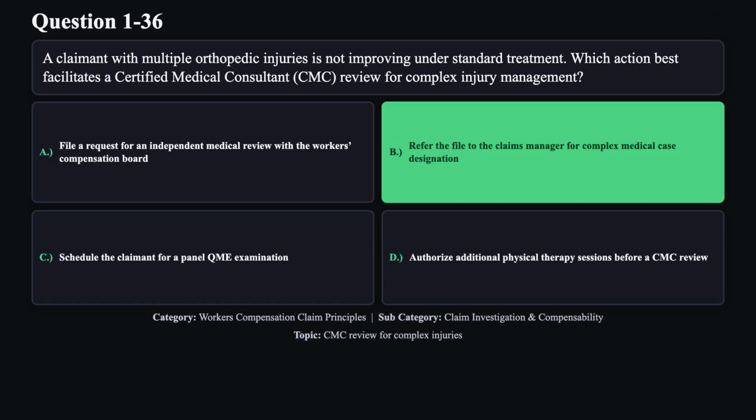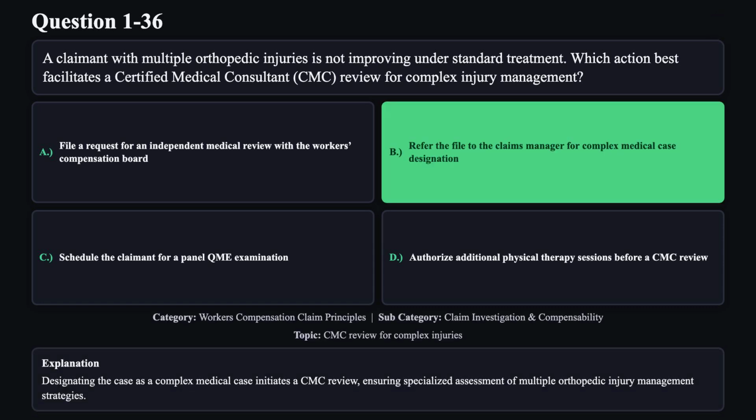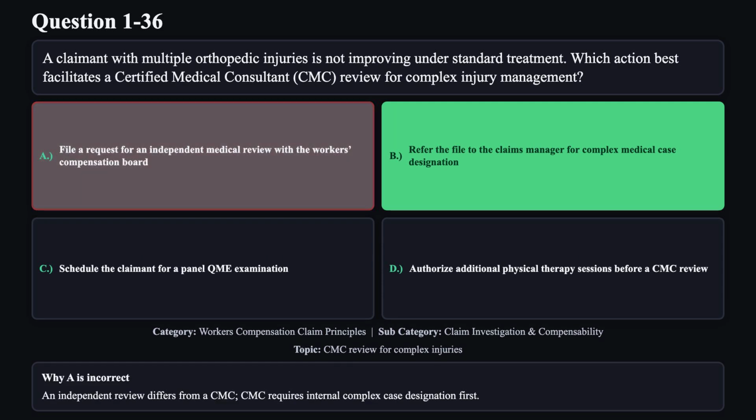The correct answer is B. Designating the case as a complex medical case initiates a CMC review, ensuring specialized assessment of multiple orthopedic injury management strategies. Reason A is not correct.